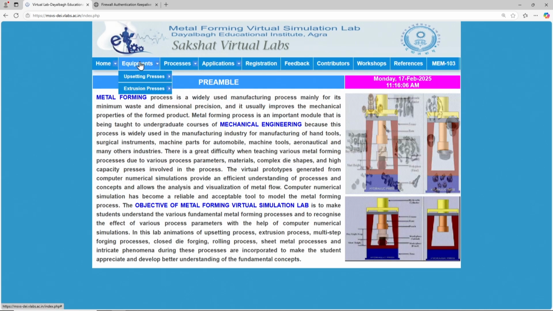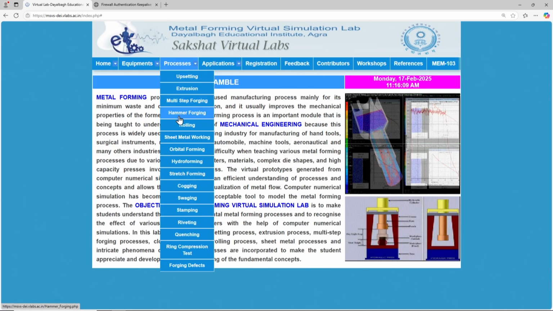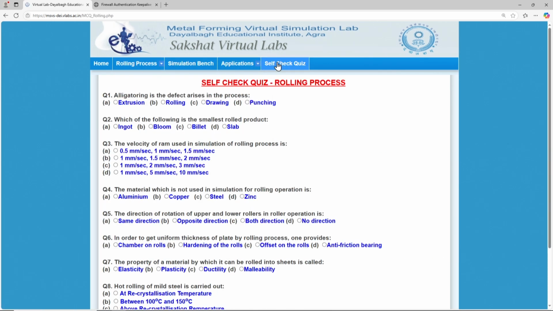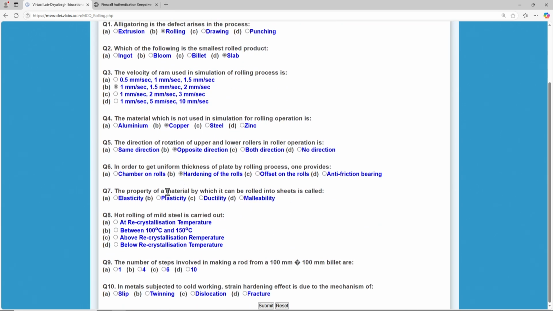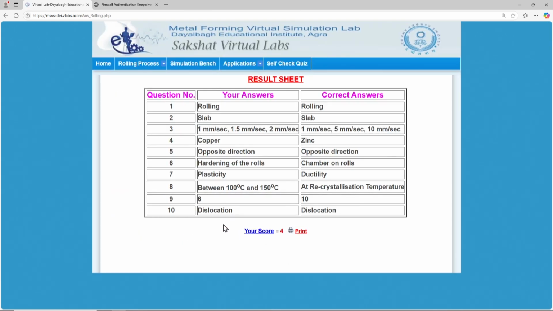So I am coming back to generic rolling once again. Then I will try to just review my knowledge in the quiz. For example, the first question is, alligatoring is a defect that arises in the process of rolling. The smallest roll product that is there is slab. The velocity of ramp used in simulation, the different questions are again given. I can pick some answers here. I am just picking very random answers because the final answers you can see in the final result here. I am just picking some answers and I will click the submit button and you get the answers here.